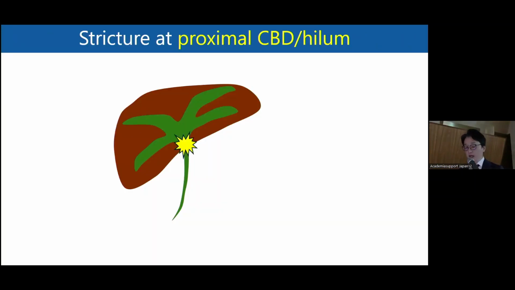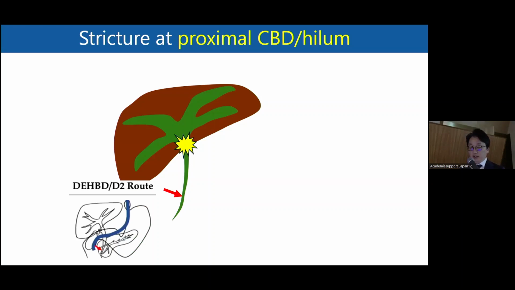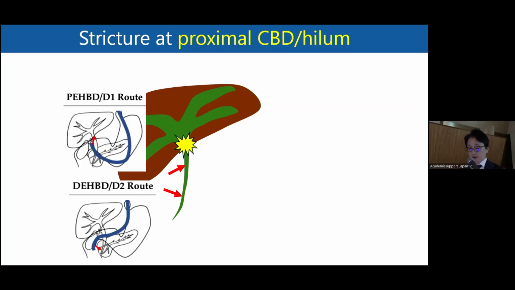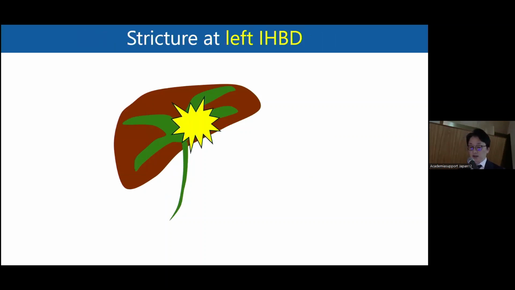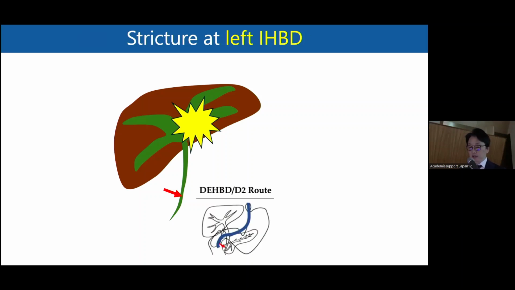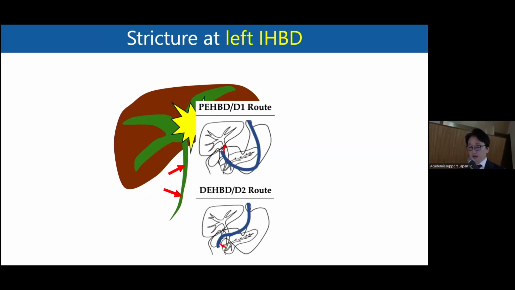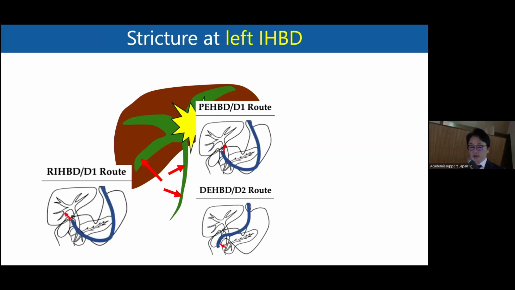For a stricture at the proximal site, you can perform the CBD route first because there is no need to pass through the stricture, but it's very difficult for a thin CBD. In this case, the gastric route is needed. For a stricture at the left HBD, you should first attempt the CBD route, and if that fails, the right intrahepatic bile duct from the D1 route is available.